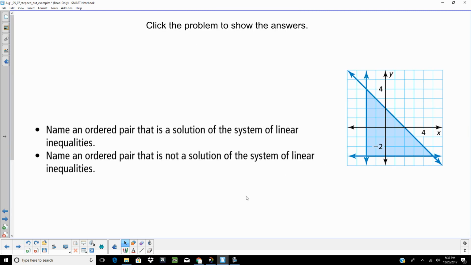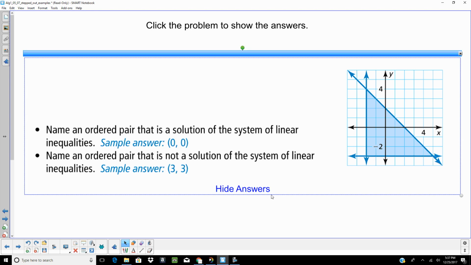So on this one, we want to name an ordered pair that is a solution and name an ordered pair that is not a solution. Well, there's going to be more than one answer here. But a solution, 0, 0. That's an easy one. It's in the shaded region. So any ordered pair that is in the shaded region. An example of a non-solution would be 3, 3. Right 3, up 3. That point right there, it's out of the shaded region. That would be a no solution.